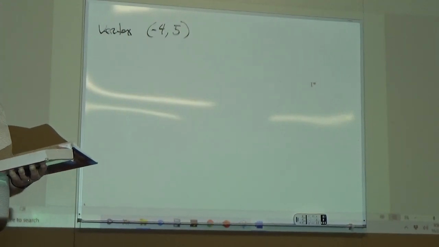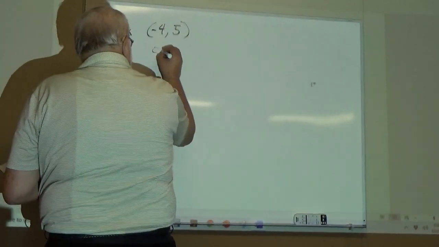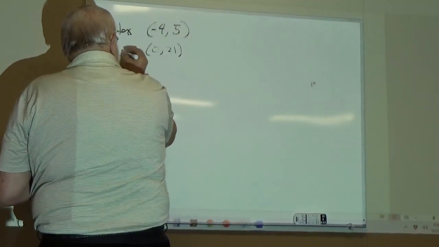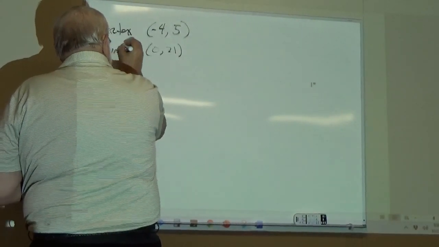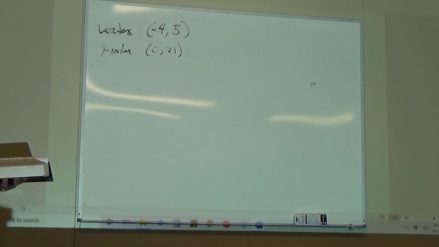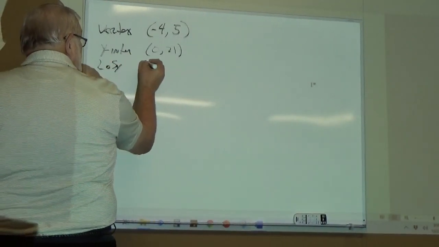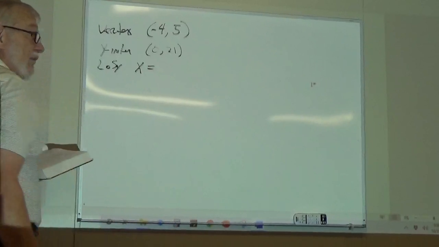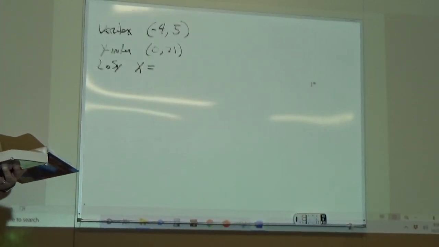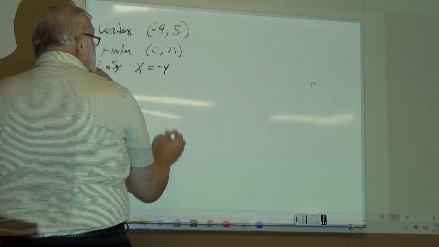Now, what is f of 0? It is 0, 21. That is the y-intercept. All right, the line of symmetry. The line of symmetry says x equals what value? Look at the vertex. What's the x of the vertex? Negative 4, so x equals negative 4.